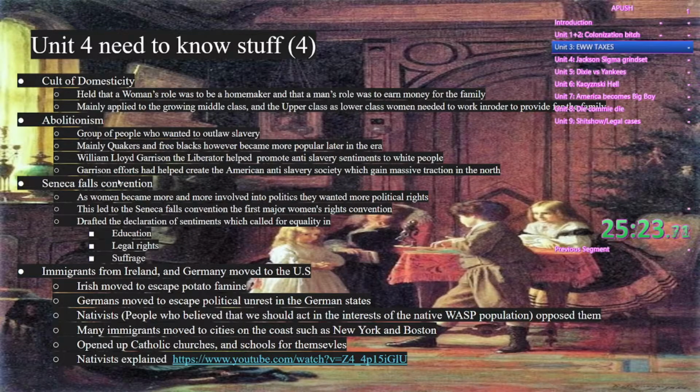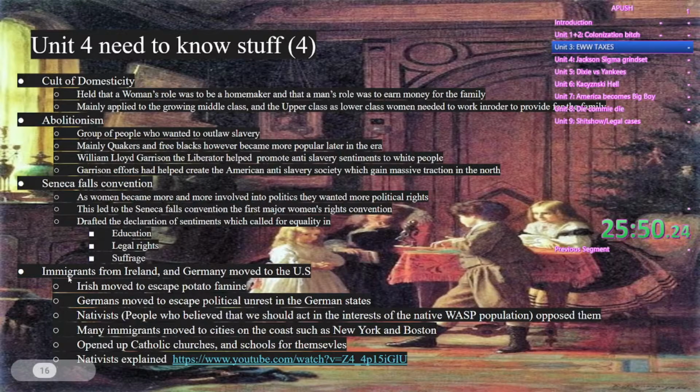For women's rights, you had the Seneca Falls Convention. Women wanted more legal and political rights, because during the Second Great Awakening, they started to get more politically involved in movements. So this led to the Declaration of Sentiments, which basically called for women's equality and education, legal rights, and suffrage.